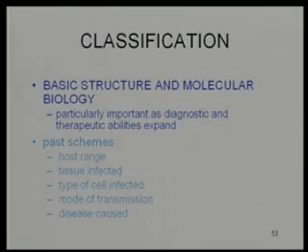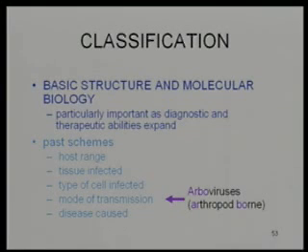So past schemes have included all sorts of things like the host range, the tissue infected, the type of cell, the mode of transmission. This is another one which was a useful grouping, and we'll have a lecture on them actually, called arboviruses, because arboviruses are the arthropod-borne viruses.